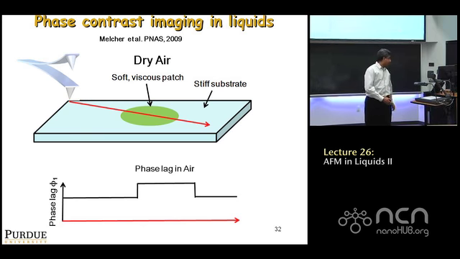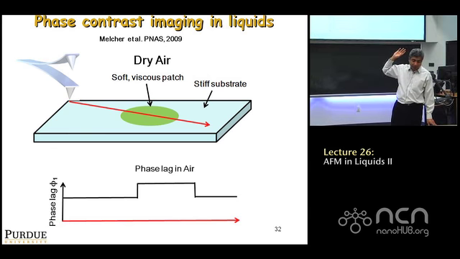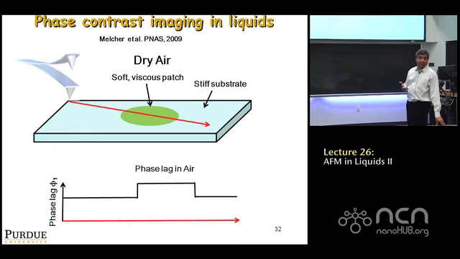Turns out in liquids, so how do you prove this is what's happening? I guess what I'm going to point out is in liquids, when you do the kind of samples I just showed you, DNA, purple membrane, viruses, it turns out that the phase lag that you measure is actually mostly due to energy going into ringing as opposed to viscoelasticity or tip-sample dissipation processes.